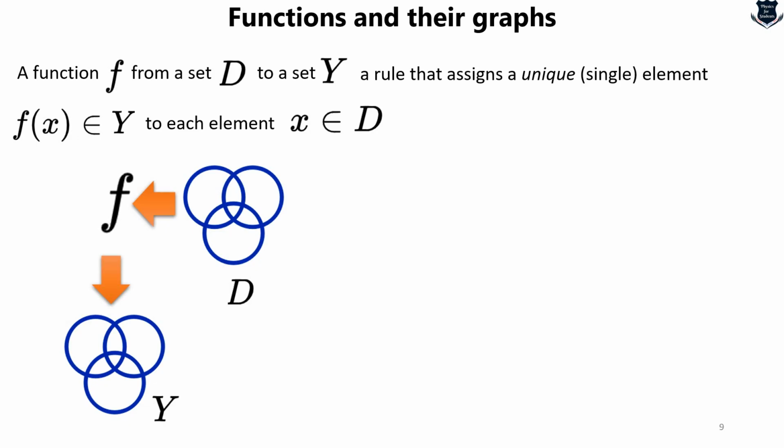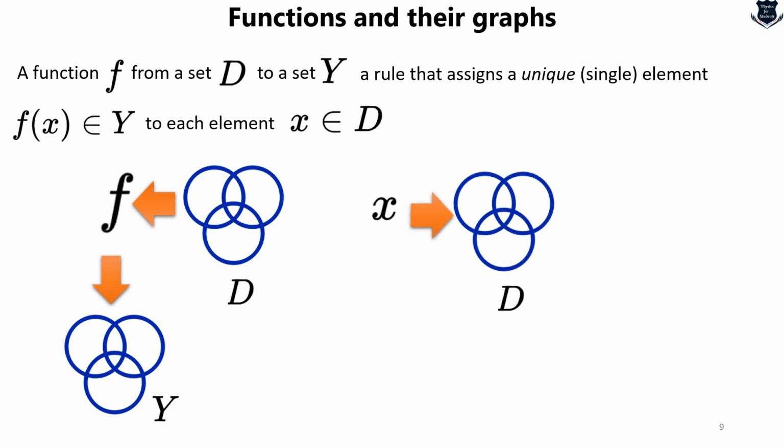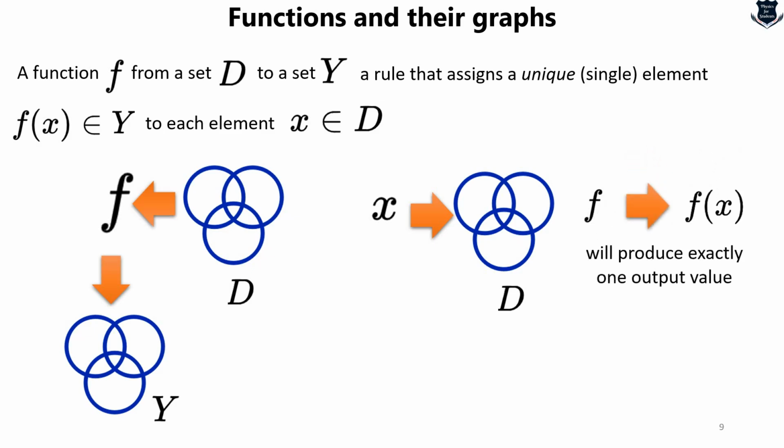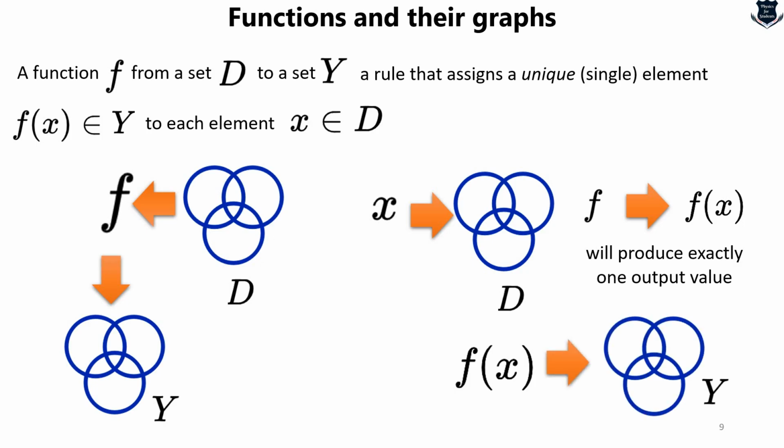Now we will go to the next part. What does the next part tell? It is a rule that assigns a unique single element f of x in Y to each element x in D. How does it look? This means that for every input value x in the set D, the function f will produce exactly one output, that is f of x, and the output value f of x must belong to the set Y.